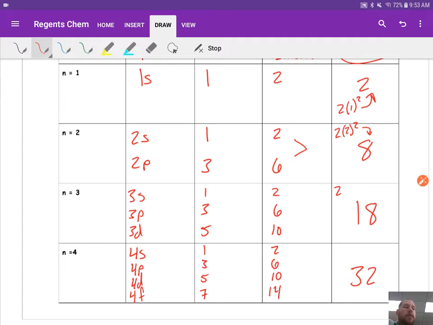Okay? So, again, this was kind of a brief overview of what these quantum numbers are. AP, we would go into them in more detail. So I'll see you guys in the next video.